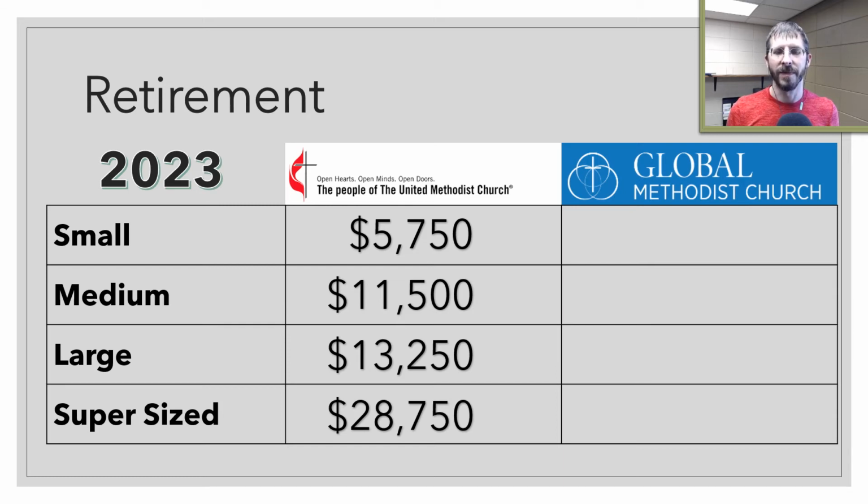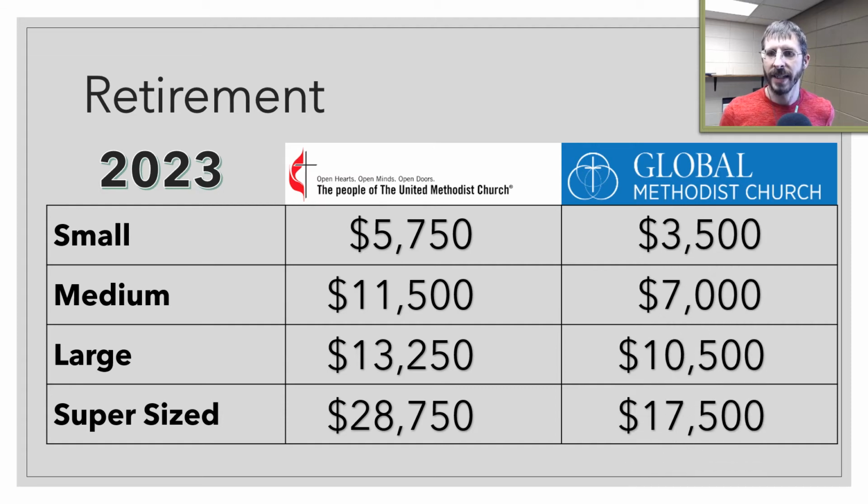So, looking at the UMC side, these are going to be roughly what the numbers are. Again, it is going to matter on how much your pastor is paid. So that's why there's a difference between the medium and the large church. Chances are the large church is compensating their pastor by a little bit more. And then when we look at the Global Methodists, theirs is based on compensation. So it's a percentage of compensation. And the cost you're going to see, there is a difference there.